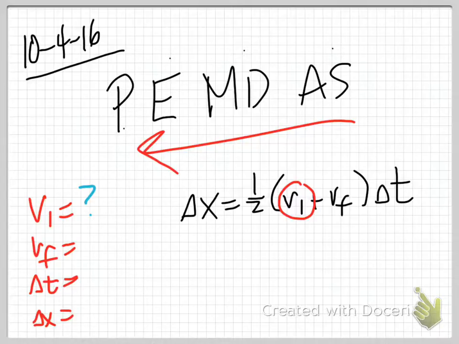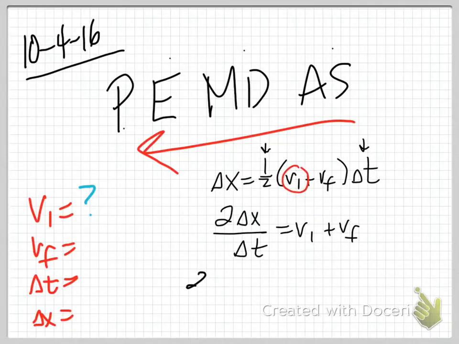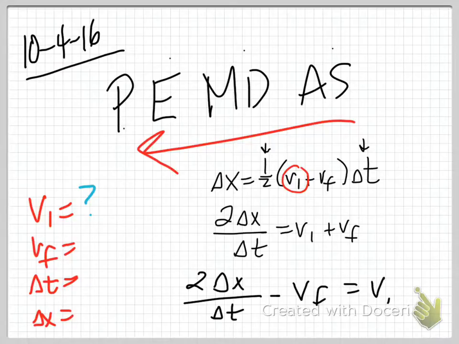Some of you have actually already struggled with rearranging for this, because you're rearranging for something inside the parentheses. What do you do first? You look at the multiplication that's occurring outside parentheses. So 2 delta x divided by delta t equals VI plus VF. Well, now that's pretty simple, because now you can just subtract VF and get 2 delta x over delta t minus VF will give you VI.